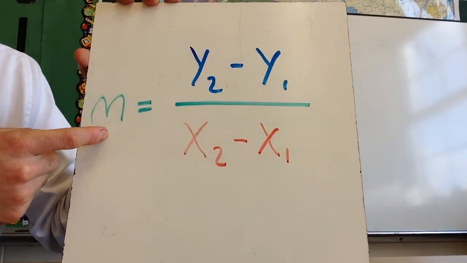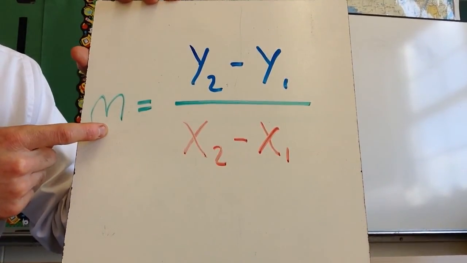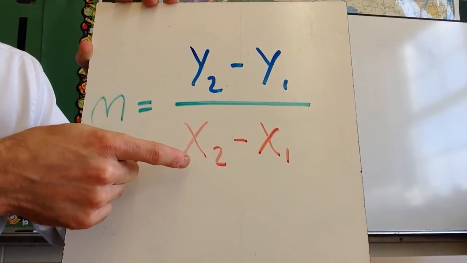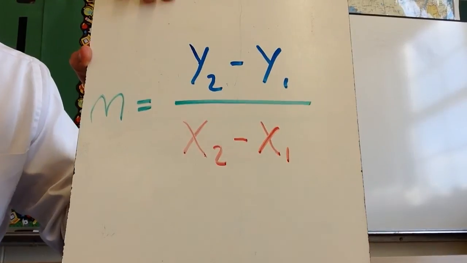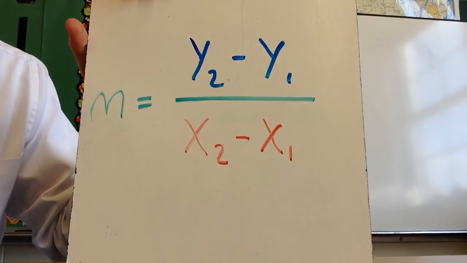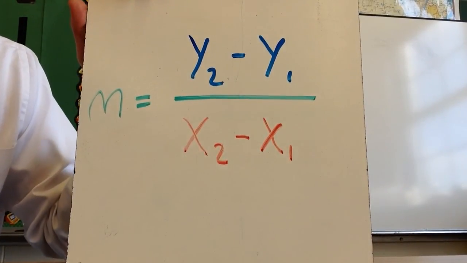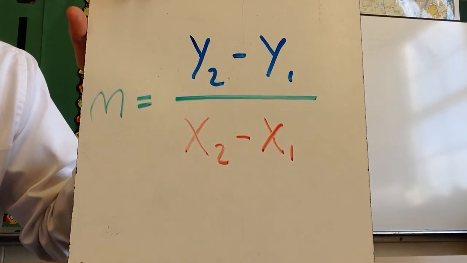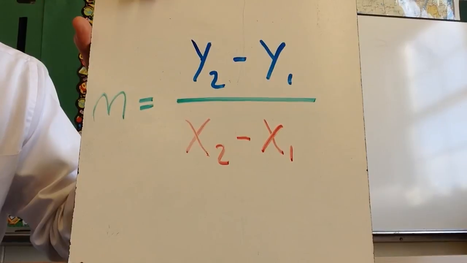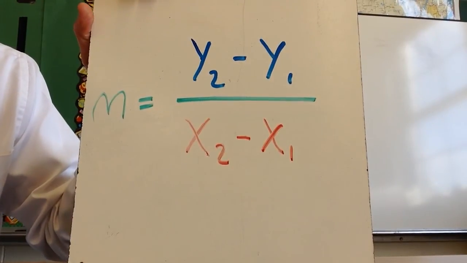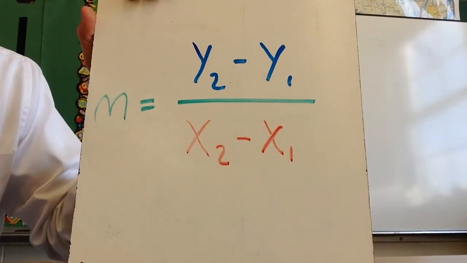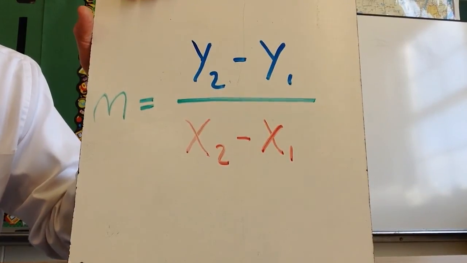M, which is what we're calling slope in this formula, equals y2 minus y1 over x2 minus x1. Now you may want to pause the video at this point and write down this formula. This is a formula you're going to use pretty much all year. It's one that I can almost guarantee you will have memorized, even though I will never force you to memorize it on a test. We use it so often that I don't have to quiz you on it.